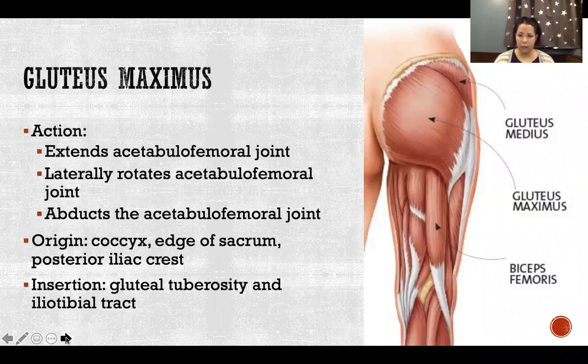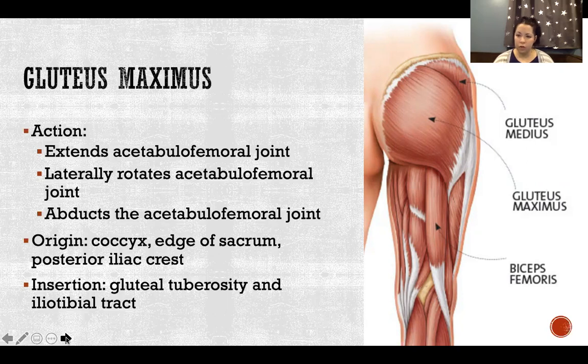Okay, moving on to the glutes. So gluteus maximus, maximus as in the largest one, is the most posterior of our glute muscles, and it's also the most superficial. If you look at the picture, we can see the direction of the fibers, and that should help you predict what its actions would be.